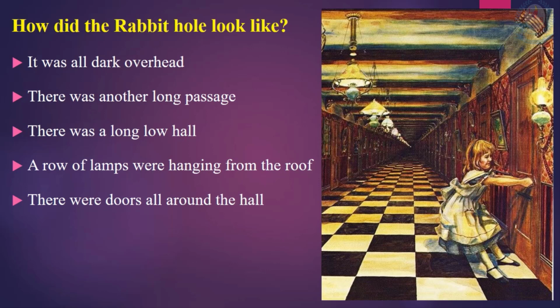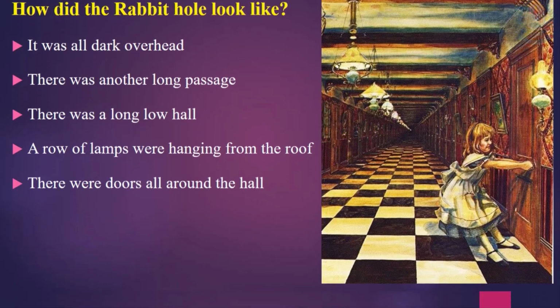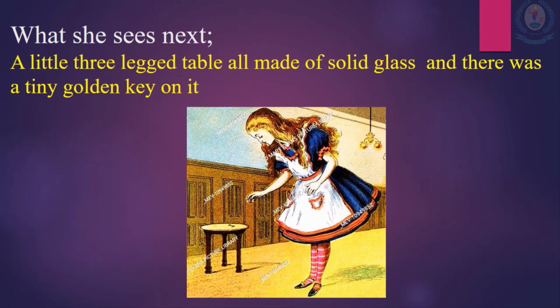Now in the second paragraph it says, how did the rabbit hole look like? It was all dark overhead. There was another long passage. There was a long low hall. A row of lamps were hanging from the roof, and there were doors all around the hall.